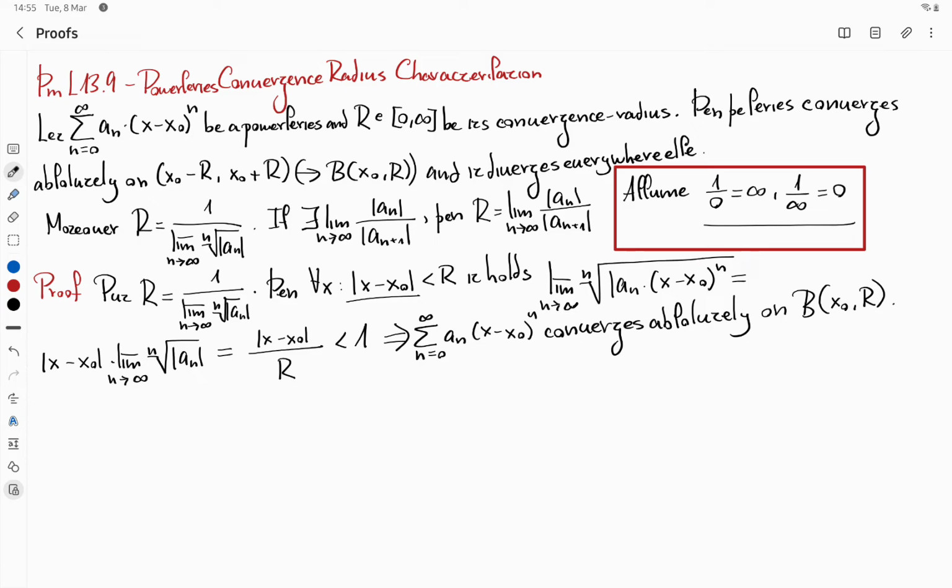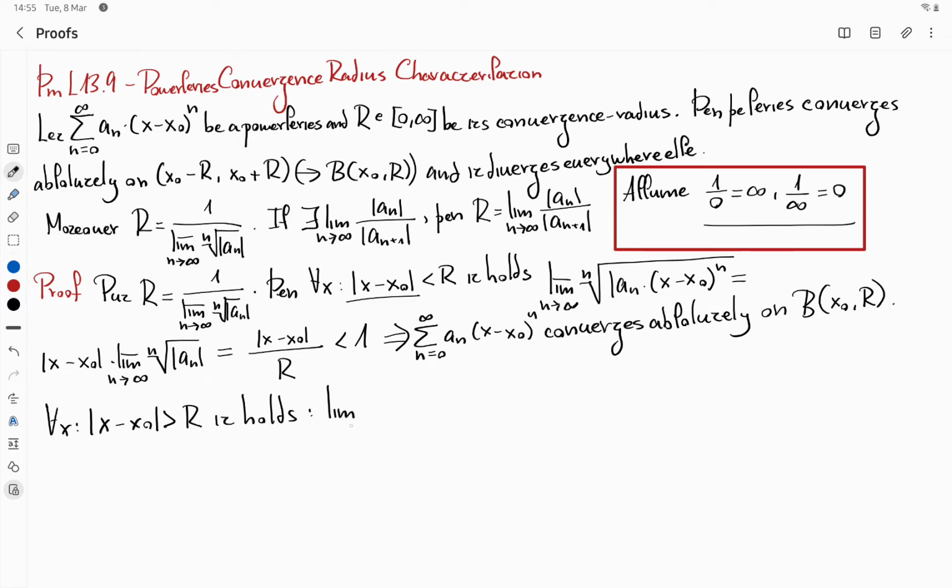All right. Suppose not. So for all x such that the absolute value of x minus x0 is larger than r, we want to show that this diverges, because then we will know it converges only in this ball, and it diverges everywhere outside. So that is the convergence radius, right? By definition. Well, for all x such that this is larger than r, it holds that what?